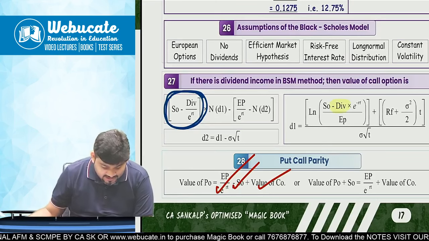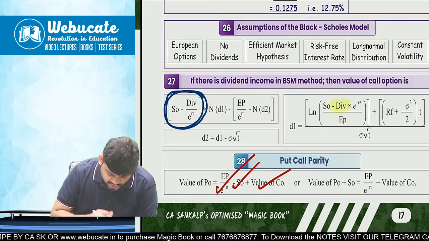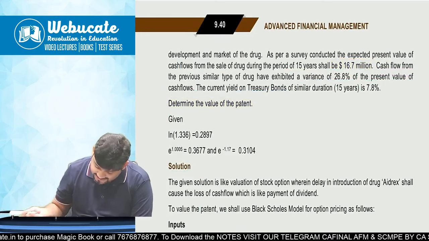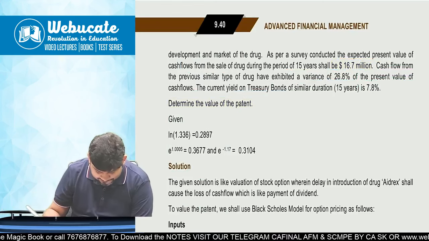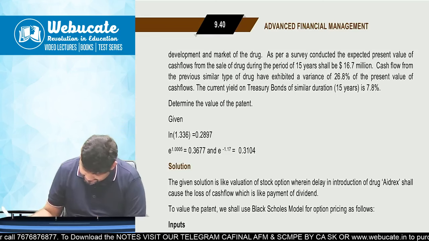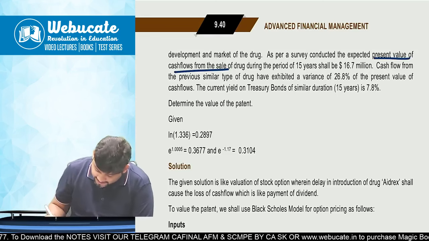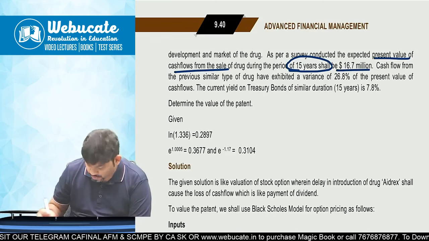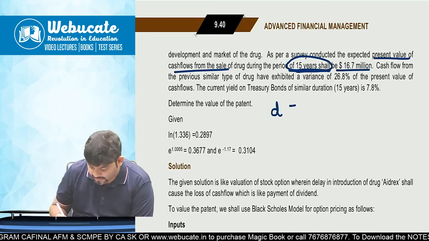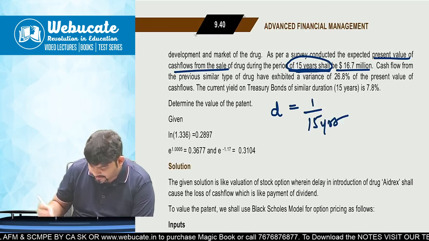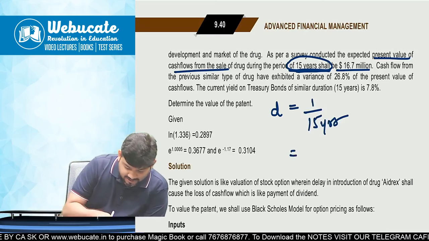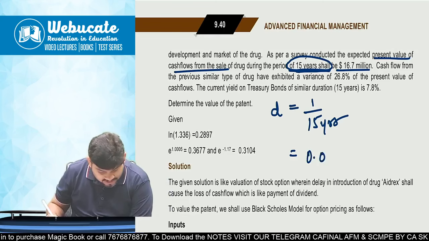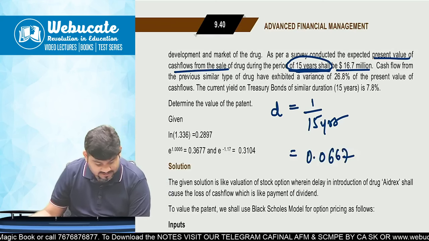Sir, but there is no dividend here. There is a dividend here, which we will have to see from a different angle, because this is obviously a real option question. Now, I'll tell you where is that dividend. See here. They have said that the expected present value of cash flows from the sale of drug during the period of 15 years shall be $16.7 million. So, whatever dividend that we are going to get is split off in 15 years. So, what is going to be the dividend per year? It is going to be 1 divided by 15, which is 0.0667.